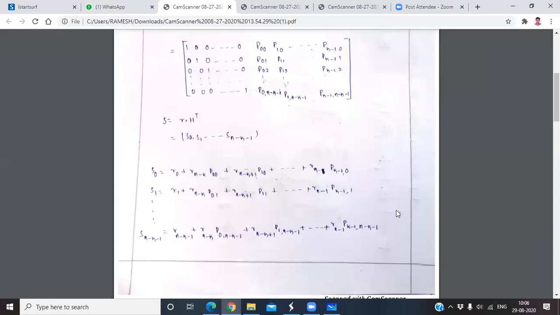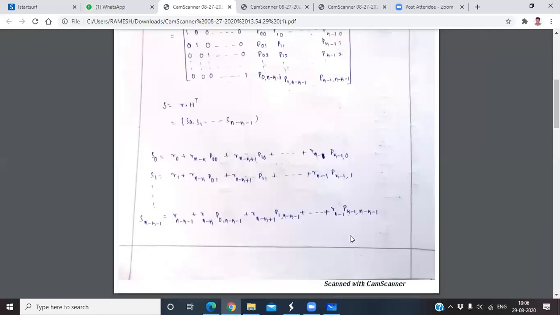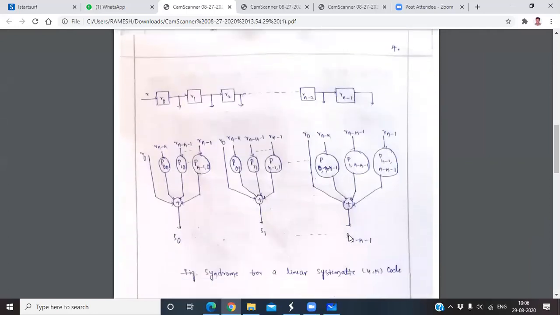Okay, right. This is the syndrome matrix, the syndrome equations. Now I want to draw the syndrome circuit diagram for a linear systematic (n,k) block code. When you want to draw the encoder diagram, message bits are important here, right? Because when you go for the check bits, C1 equals M1 times something, M2 times something, M3 times something. So message bits are important.